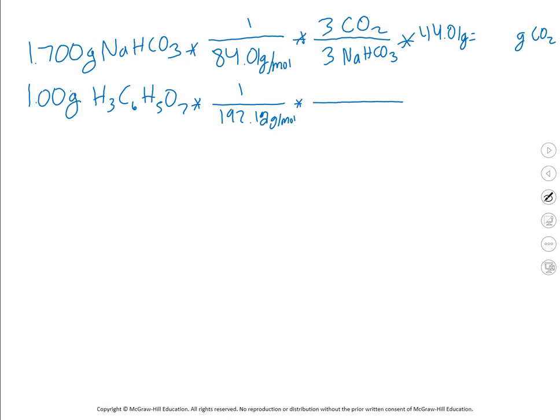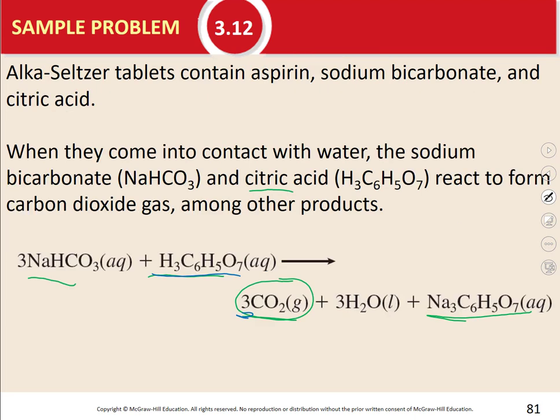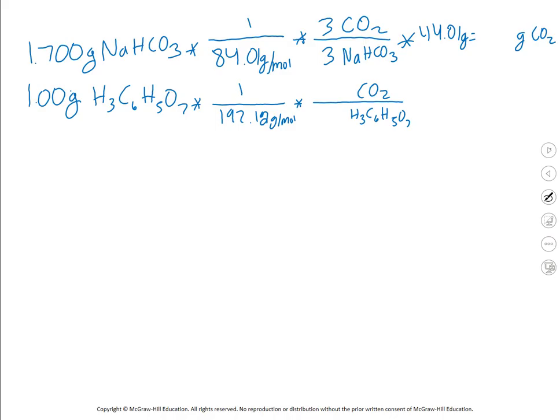Times its molar ratio. So now we're starting with citric acid, still going to CO2. Go to that balanced equation. From citric acid to CO2 is a what to what ratio? 3 carbon dioxides to 1 citric acid. And then multiply by the molar mass of carbon dioxide at the end. And that will give you grams of carbon dioxide there.